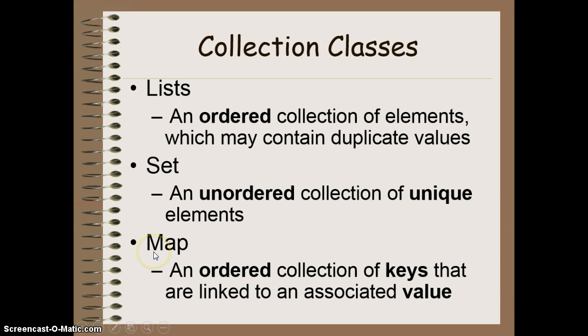A map is different again. It is an ordered collection of keys, and each key is linked to an associated value. So think of this as like a set of student numbers. Each student number is ordered from smallest to largest. It cannot be duplicated, and each student number is linked to an associated student that goes along with it. So I can search through all the student numbers to find a specific student.